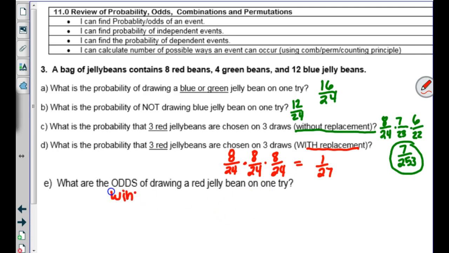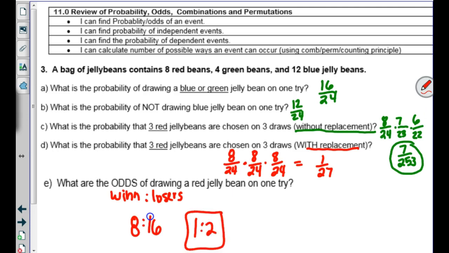Odds, remember, are winners to losers. So red jelly beans, 8. Not red, 8. Yes, no, 16, just kidding. So that can reduce to 1 to 2. And it can be written as a fraction. I just don't usually do it that way. Now did we cover everything? Anybody need to see a hyperbola or a parabola or have a homework question? Don't tell me.